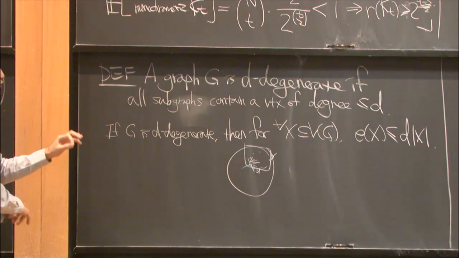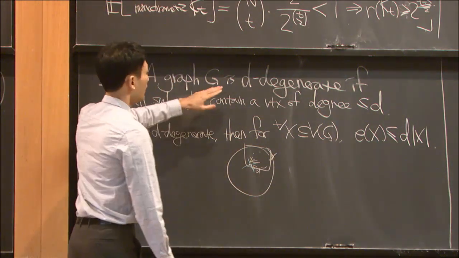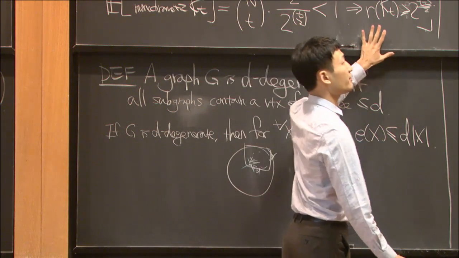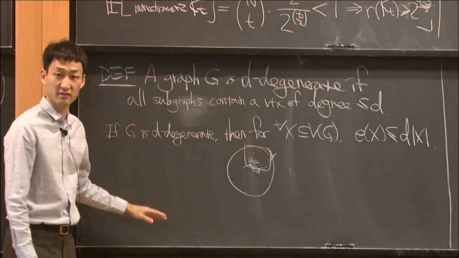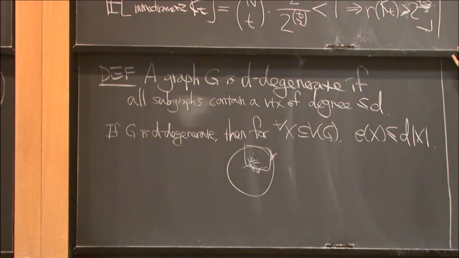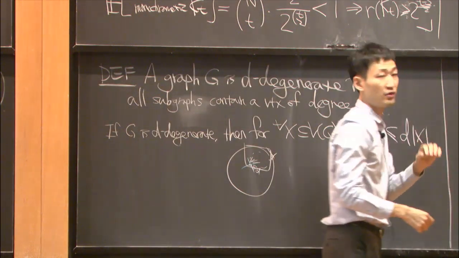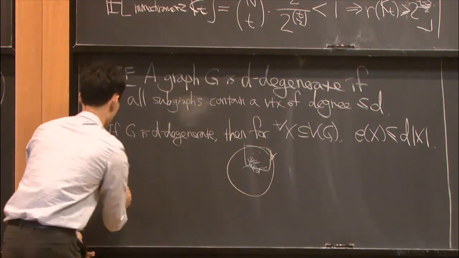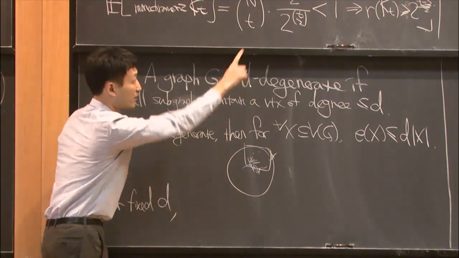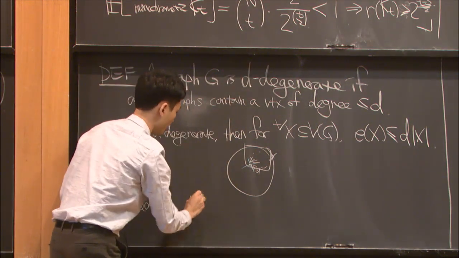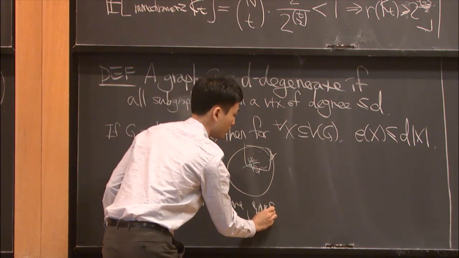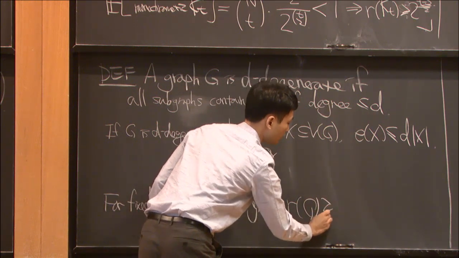Okay, for this class of graphs, if you fix D and just look at D-degenerate graphs, this probabilistic bound becomes almost useless. Because the maximum over all subgraphs G' of G is at most D always. What this says is that for fixed D, the best the bound above can give is 2 to the D minus 1.